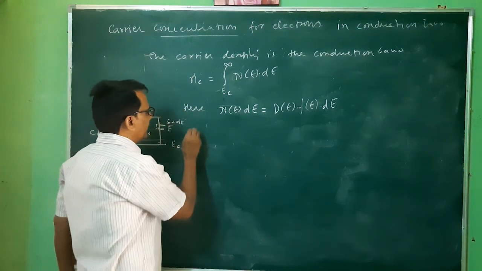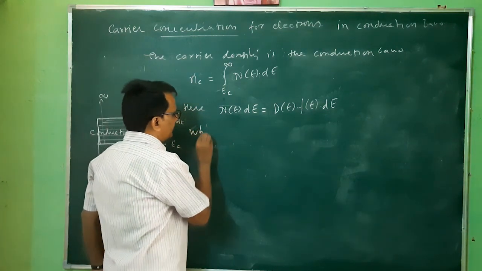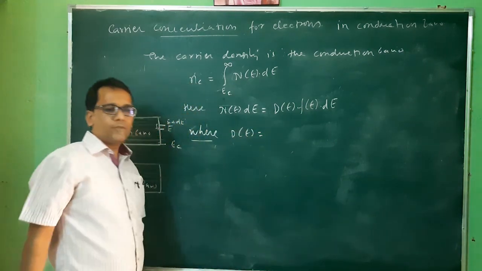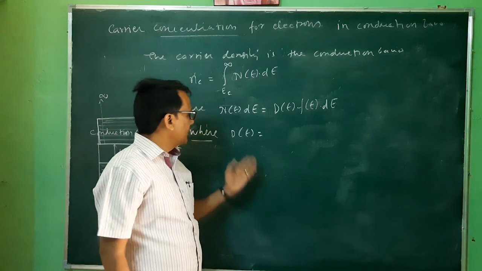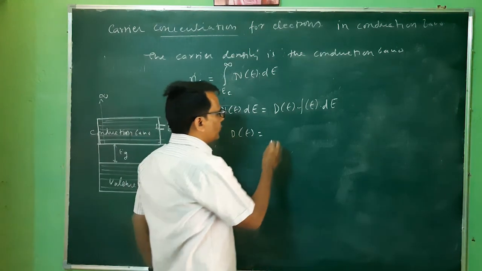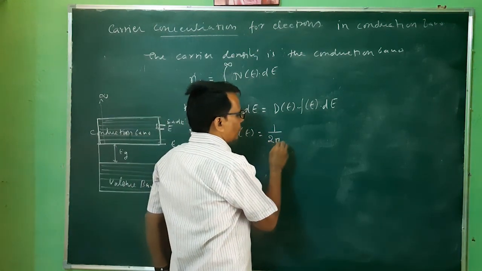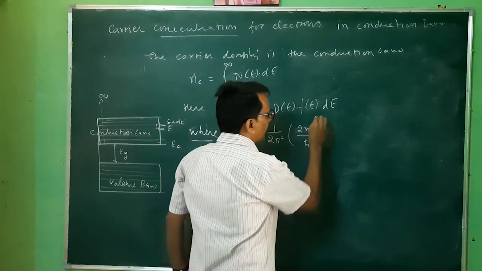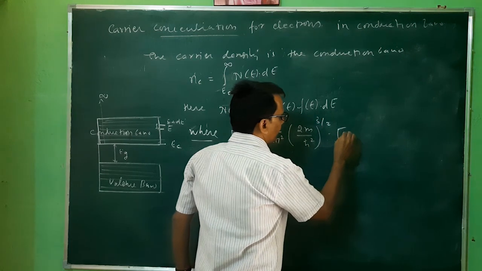And here the density of states g(E), which we derived previously, is equal to 1 upon 2 pi squared, times (2m by h-cross squared) to the power 3 by 2, times root of E.